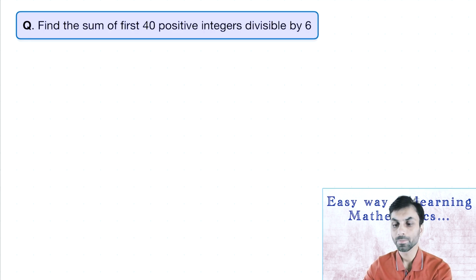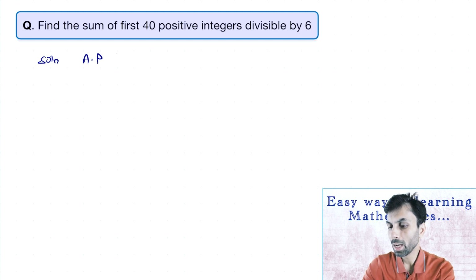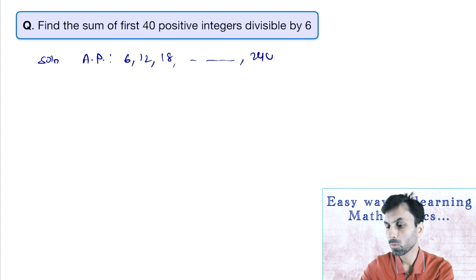Moving to the next question: find the sum of the first 40 positive integers divisible by 6. So here we have an AP sequence, that is 6, 12, 18 and so on. For the 40th term, it will be 240.